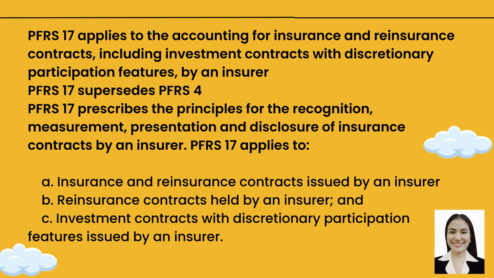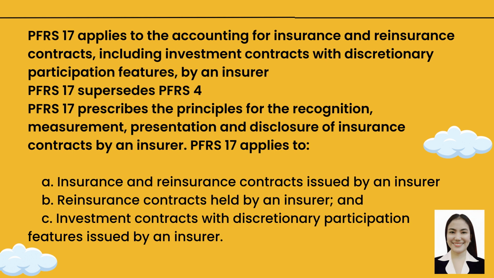And now, PFRS 17 applies to the accounting for insurance and reinsurance contracts, including investment contracts with discretionary participation features by an insurer. And PFRS 17 supersedes PFRS 4. So, yung PFRS 17 prescribes the principle for paano ba nire-recognize, paano mini-measure, paano pinipresent, and of course, paano ba dinidisclose ang insurance contracts by an insurer. So, PFRS 17 applies to insurance and reinsurance contracts issued by an insurer, reinsurance contracts held by an insurer, and investment contracts with discretionary participation features issued by insurer.